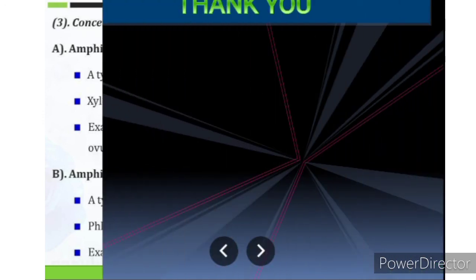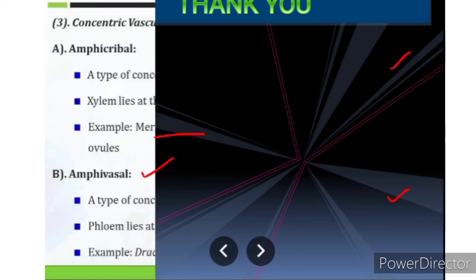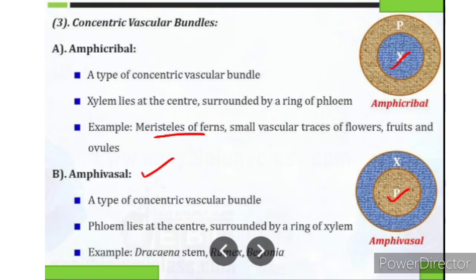Okay, then here we already discussed the different types of vascular bundles and their examples with their explanation. I hope it is clear to all of you.